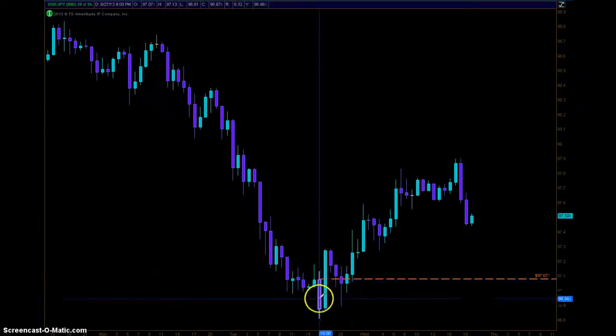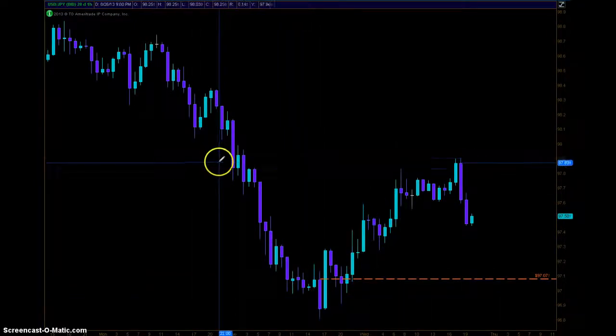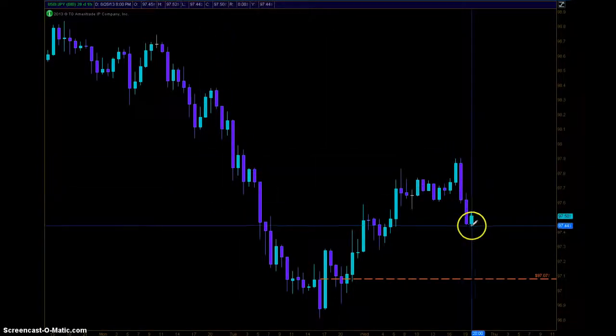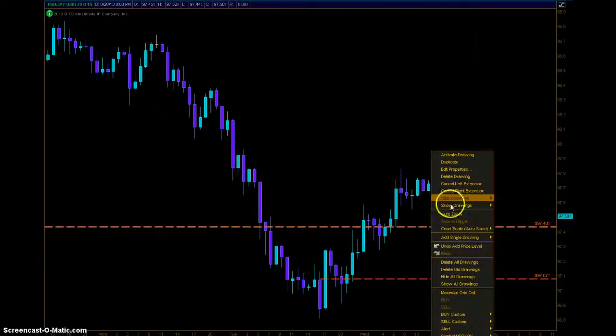Now you see we come down into that level, we get a good reaction off it, we move up off it, and now we're just back into the supply that I labeled earlier, and we're continuing to move down. Now we're reacting off this support right here.